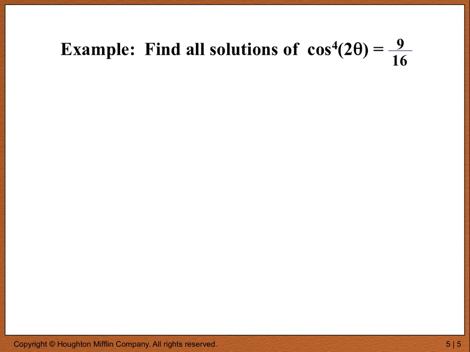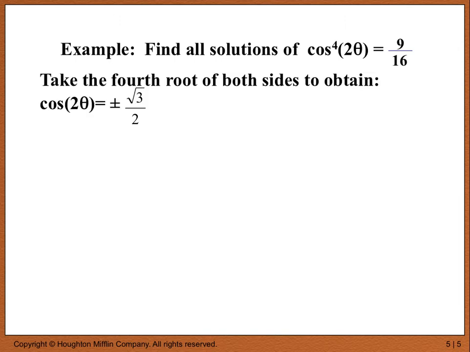It's the same exact procedure that you'd use as if it were cosine squared, except that you're multiplying it by itself 4 times instead of 2. So this is the equation, cosine to the fourth power 2 theta equals 9/16. Here's the hint: you take the fourth root of both sides to obtain cosine 2 theta equals plus or minus root 3 over 2.